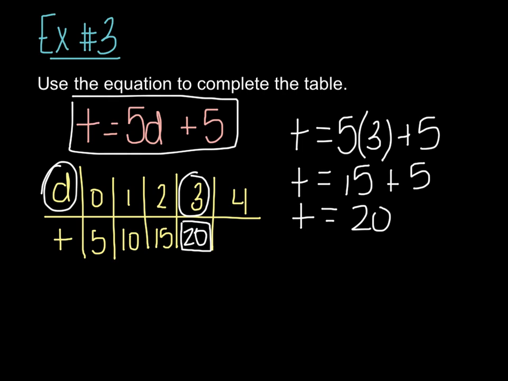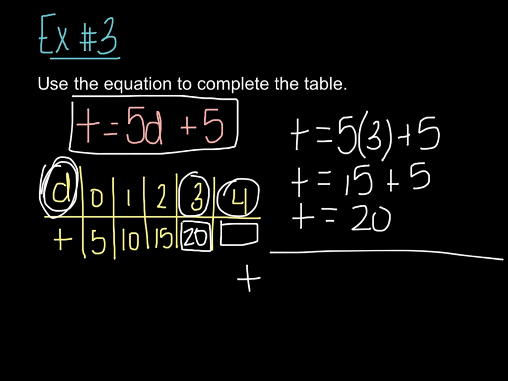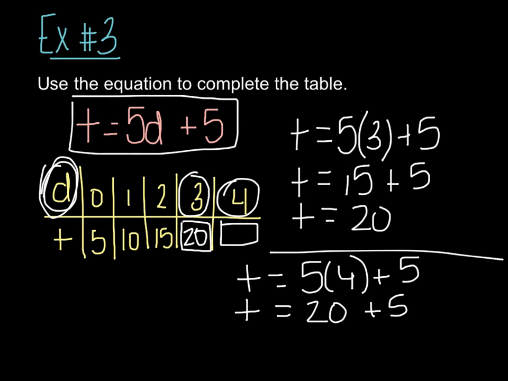For my last missing value, I have a 4 in place of the D. So T equals 5 times 4 this time, plus 5. T equals 5 times 4 is 20, and 20 plus 5 is 25.